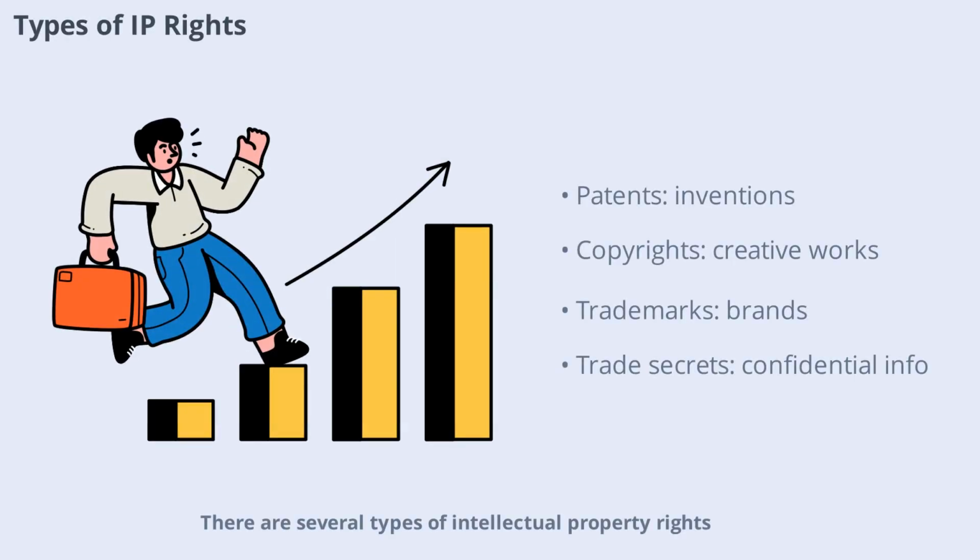There are several types of intellectual property rights, each designed to protect different kinds of creations. The main categories include patents, copyrights, trademarks, and trade secrets. Patents protect inventions and technological advancements, while copyrights safeguard literary and artistic works. Trademarks cover brand names, logos, and slogans, and trade secrets protect confidential business information. Each type of IP right serves a unique purpose and comes with its own set of rules and protections.